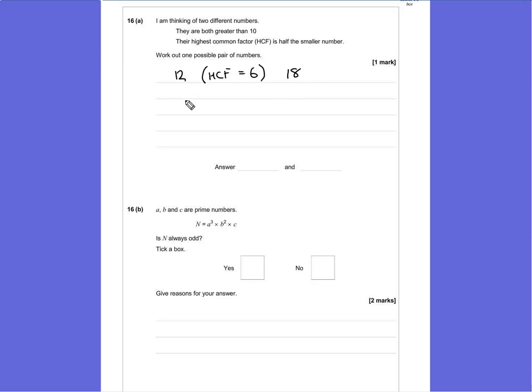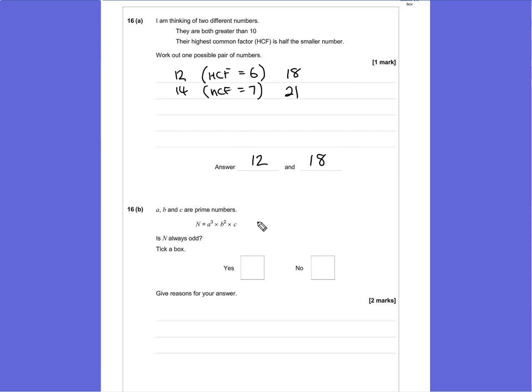Like I said, you could have started with any value here. For example, if you'd gone for 14, half of 14 would give a highest common factor of 7. 14 add 7 is 21. This can keep going to create larger numbers. Just make sure that you come up with 2 possible values that meet both rules. So we'll stick with 12 and 18 for 1 mark.